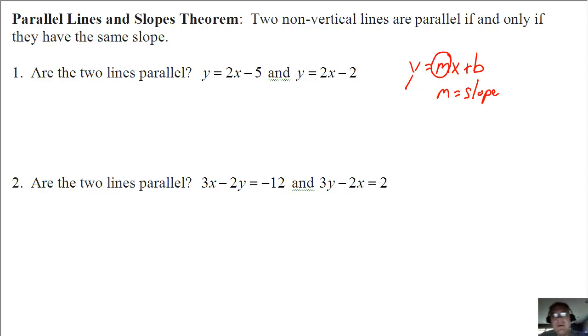So determining whether lines are parallel to each other, if they're already in slope-intercept form, becomes a very easy task, because all we have to do is look for that value of m and determine whether it's the same. As I look at these two equations, you'll notice in both cases the number 2 is the coefficient of x. Therefore both of these lines have a slope of 2, so these lines must be parallel to each other. The answer to this question is yes.